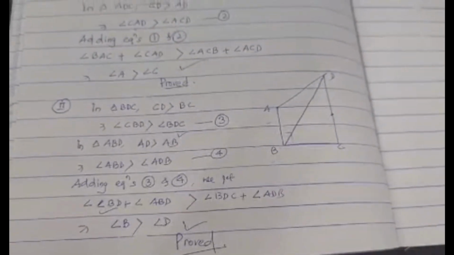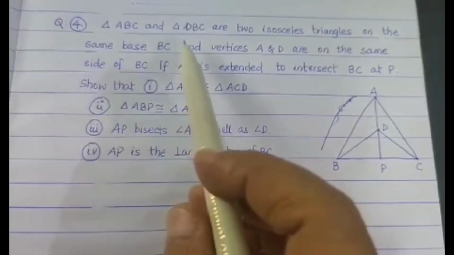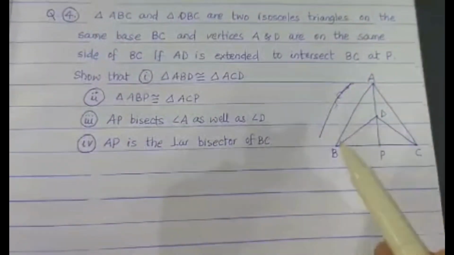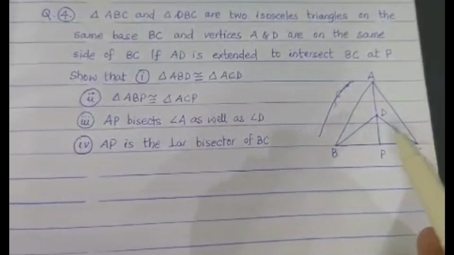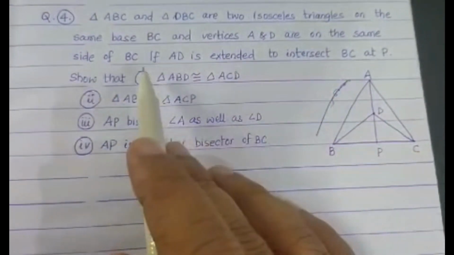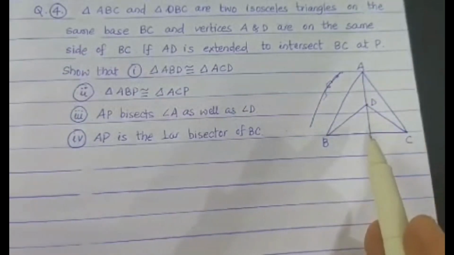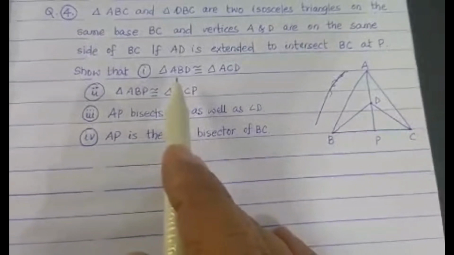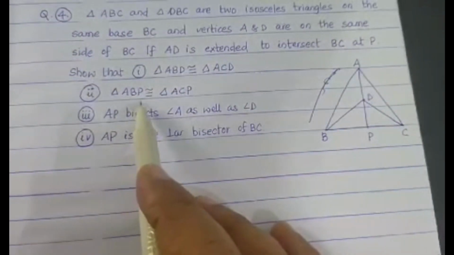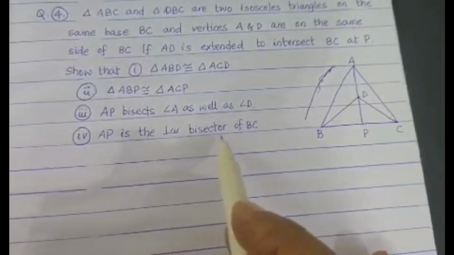Now let's move on. Okay, now let's solve this question. It's a lengthy one. Triangle ABC and triangle DBC are two isosceles triangles on the same base BC. AB and AC are equal, and DB and DC are equal, and vertices A and D are on the same side of BC. If AD is extended to intersect BC at P, so that first of all triangle ABD is congruent to triangle ACD, triangle ABP is congruent to triangle ACP, AP bisects angle A as well as angle D, and AP is the perpendicular bisector of BC.